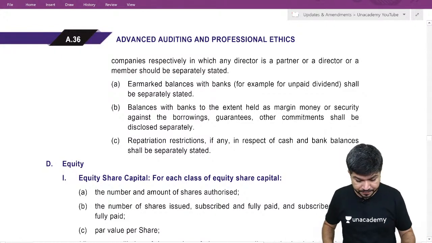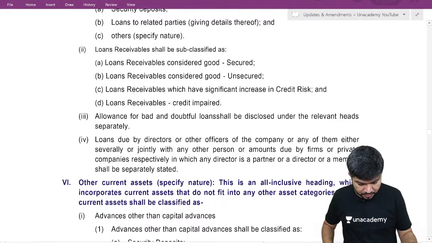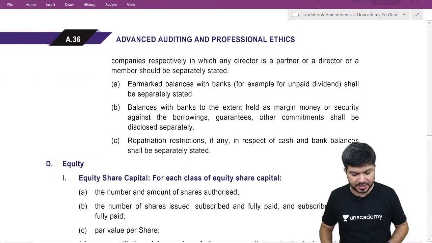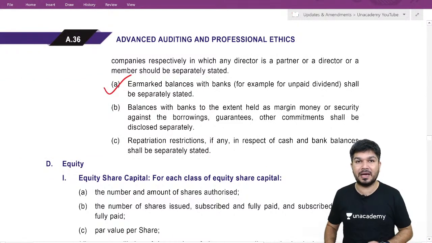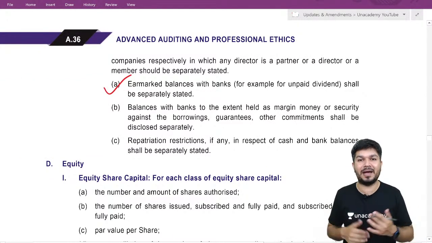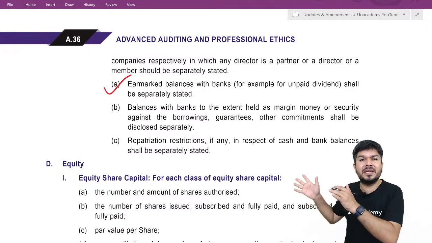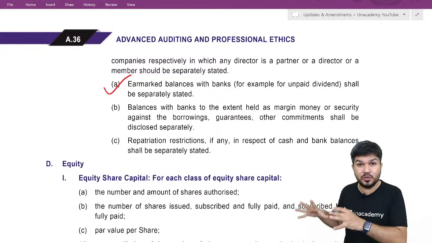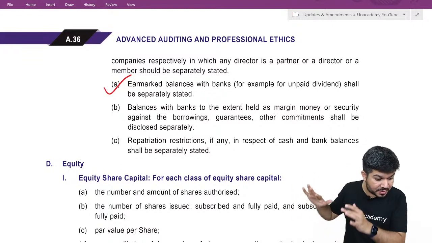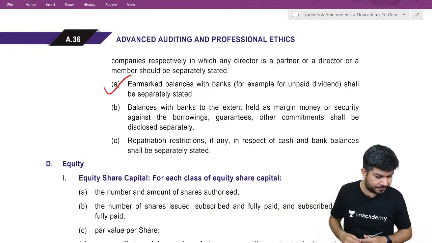Under your cash and cash equivalent or other bank balance, earmarked balance with bank. Any money lying with bank for a specific purpose, like unpaid dividend account, that you can use only for payment of dividend, that is to be shown separately.